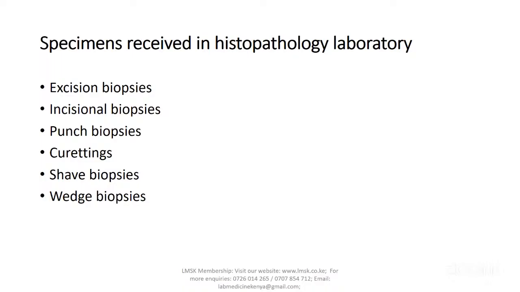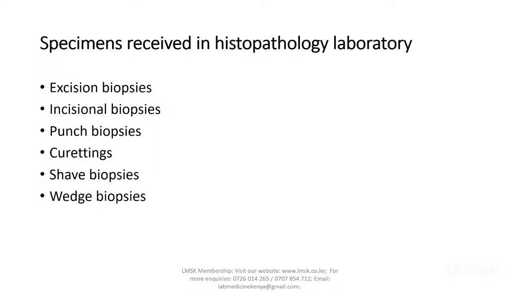These chef biopsies are whereby you just use a blade to cut maybe a swelling, or maybe you cut a piece of skin tissue. Then we have the wedge biopsies as well. Those can be from maybe the skin or the liver. So these are the kind of biopsies that will be received in a histopathology lab.